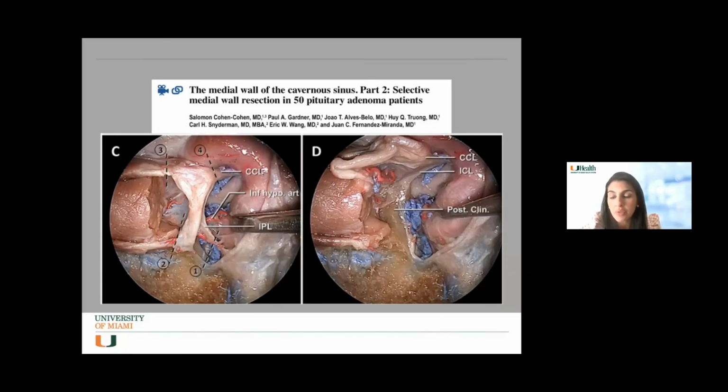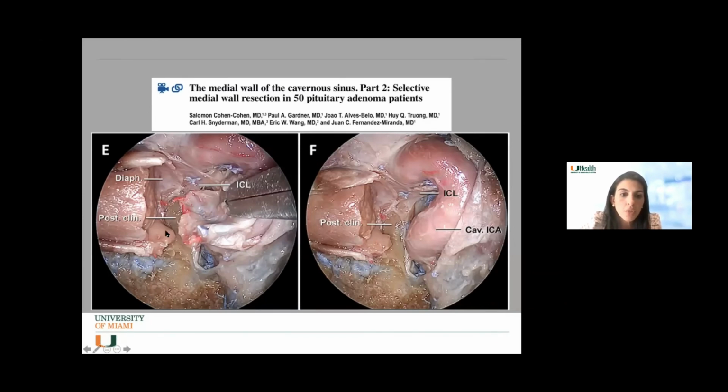And the interclinoidal ligament is between the anterior and the posterior clinoid. And when you reach the interclinoidal ligament is when you know that you are all the way through your carotidoclinoidal ligament. And that's a very important landmark, because until you release that, you really can't get rid of your entire medial wall.